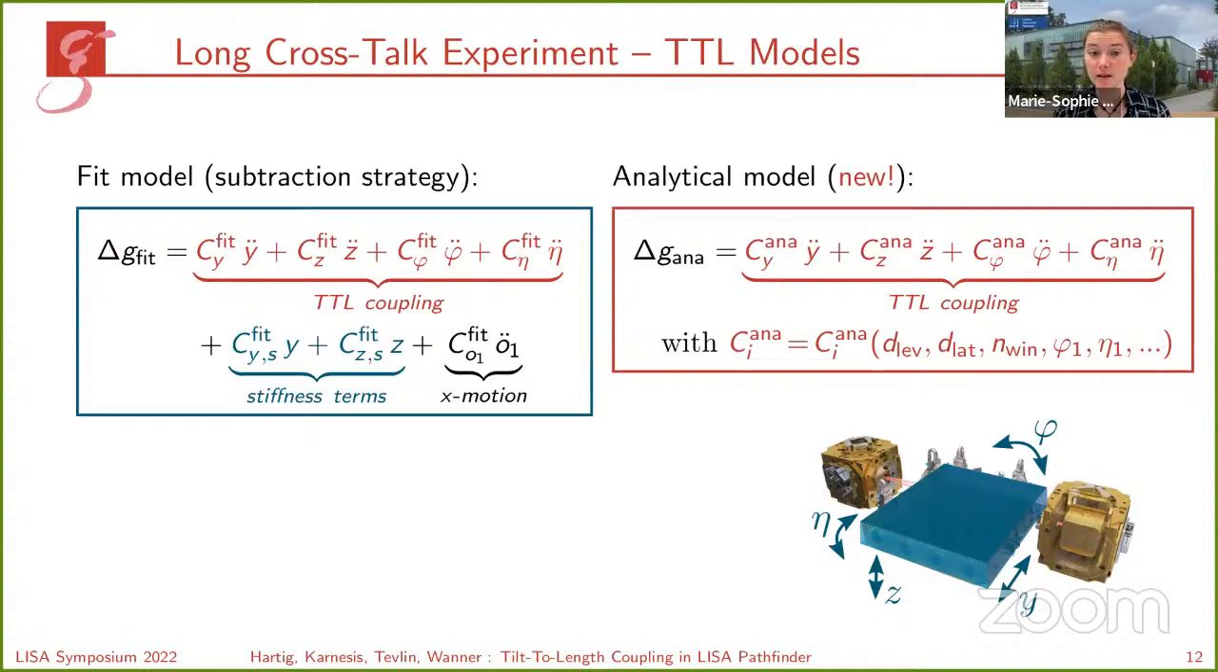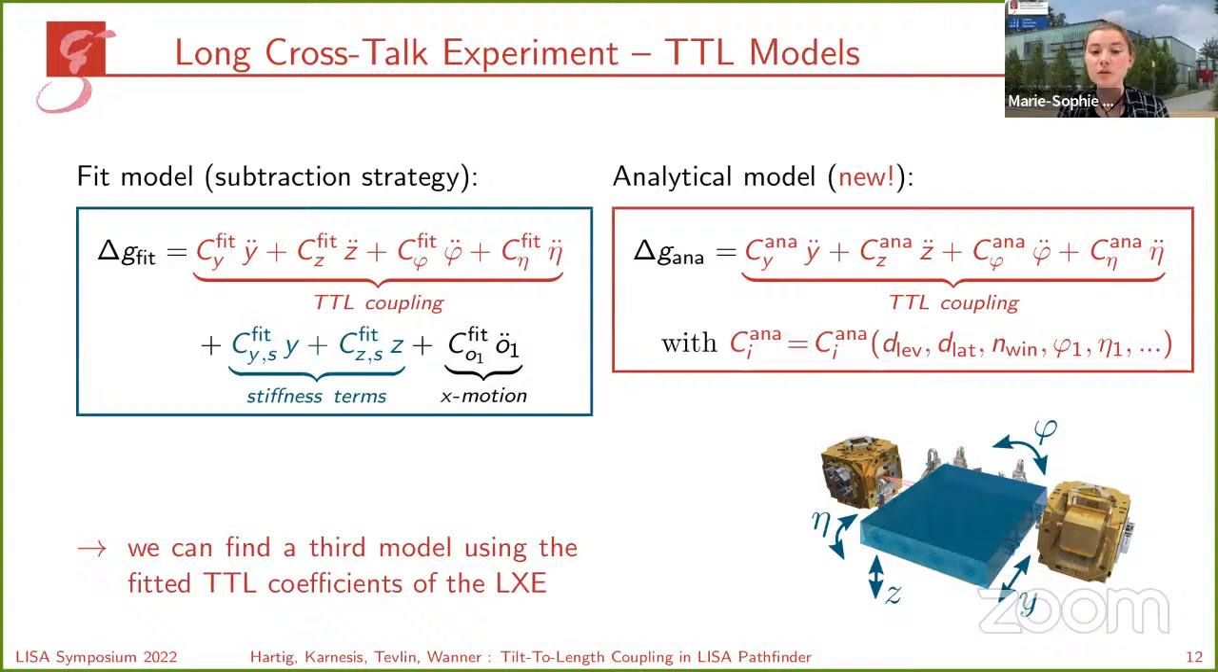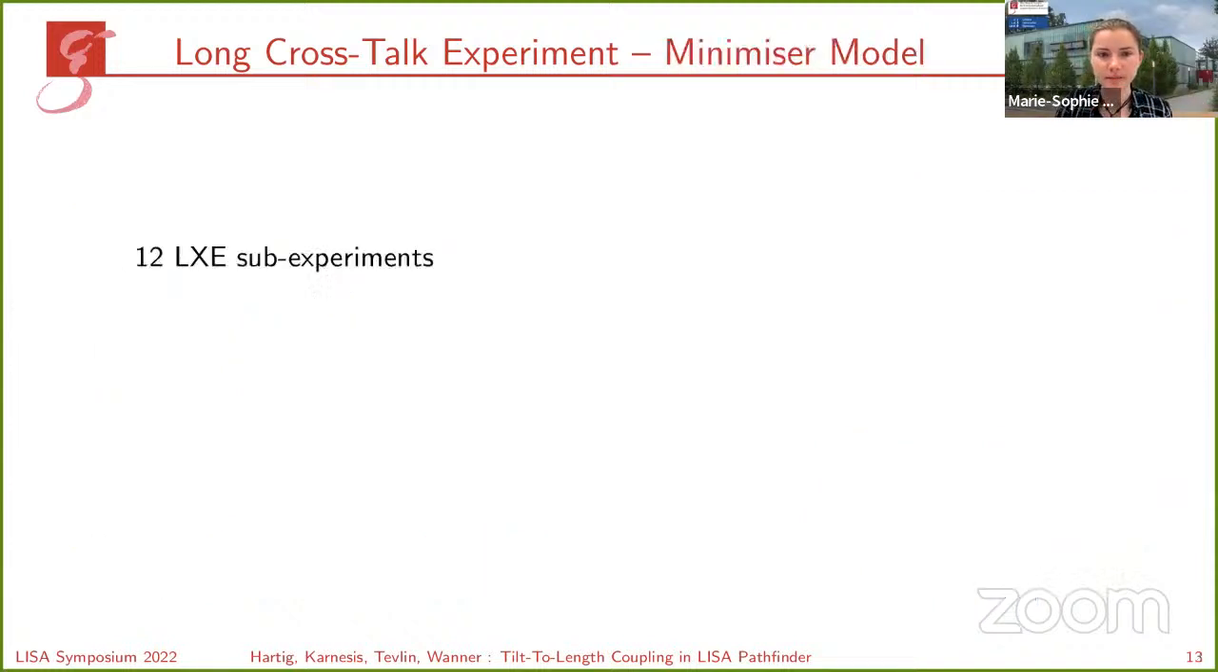So we have these two models coinciding and subtracting the injected noise, where the analytical model was very complex to evaluate, while the fit model does not yield any explanation about the dependency of the coupling on the test mass alignment. However, having the long crosstalk experiment, we can use the fitted coefficients to find a third model, which, like the analytical model, gives us coefficients and the dependency on the test mass alignment.